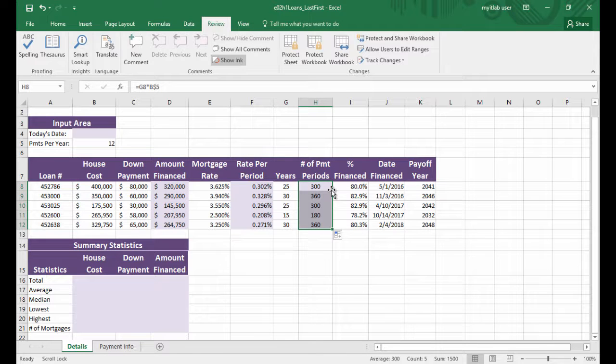Use the fill handle to copy the formula down the number of payment periods column. The copied formulas always multiply by the mixed cell reference B$5.